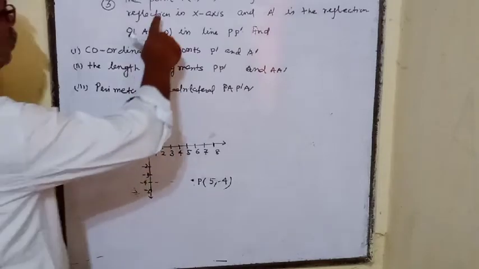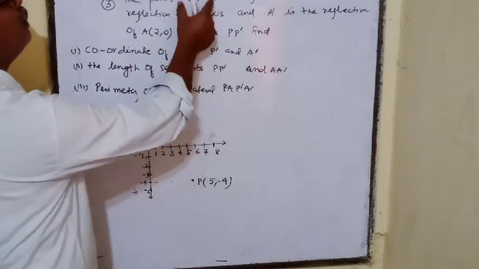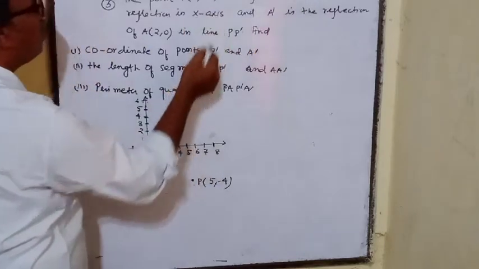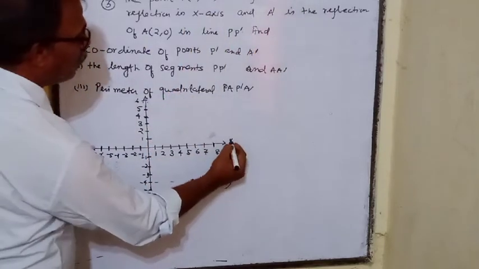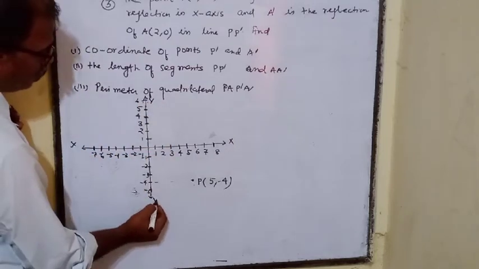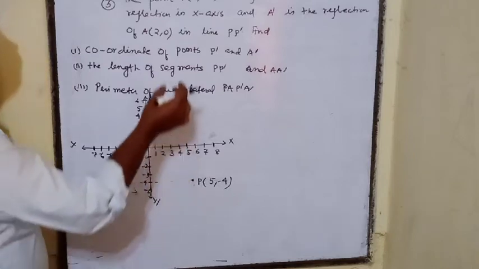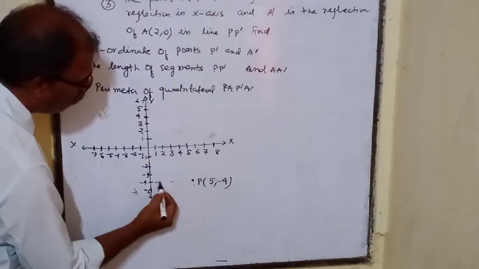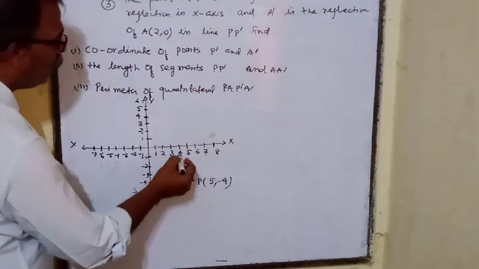We are in question number 3. A point P is to be reflected as P dash under reflection in the x-axis. So this is the x-axis and this is the y-axis. We have to see the reflection of P (5, -4). So this is P (5, -4). Its reflection we have to see in the x-axis.